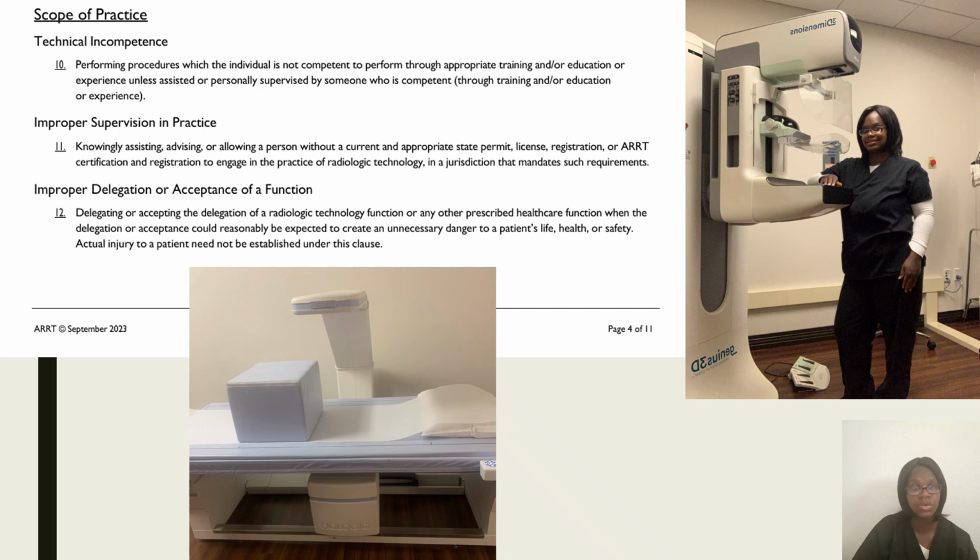Improper delegation or acceptance of a function is delegating or accepting the delegation of a radiologic technology function or any other prescribed healthcare function when the delegation or acceptance could reasonably be expected to create unnecessary danger to a patient's life, health, or safety. Actual injury to a patient need not be established under this clause.